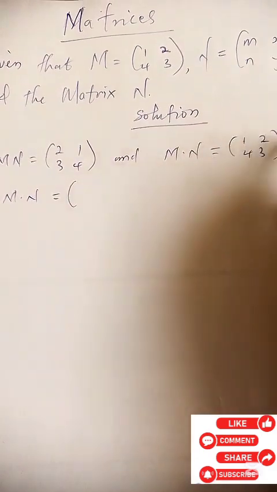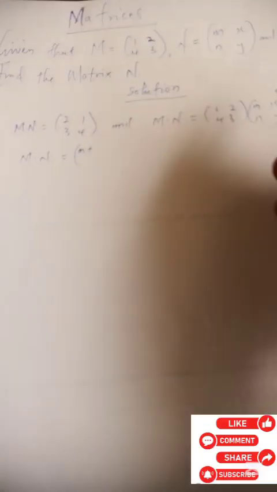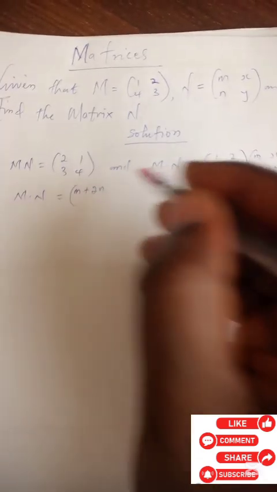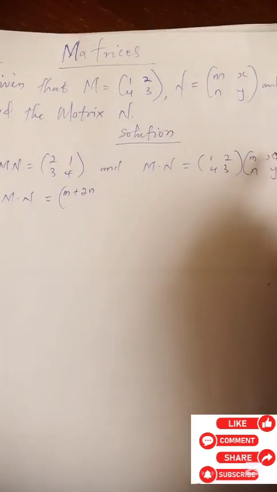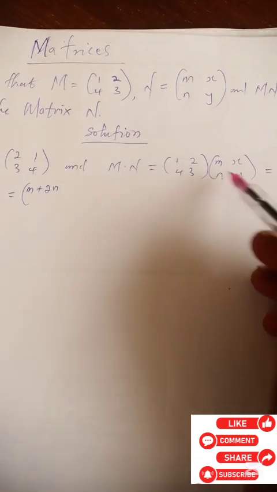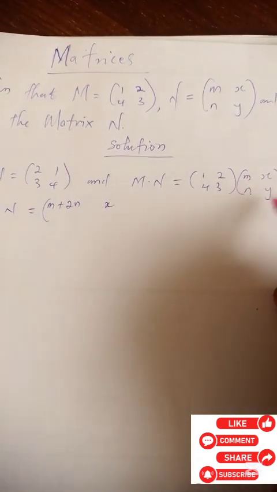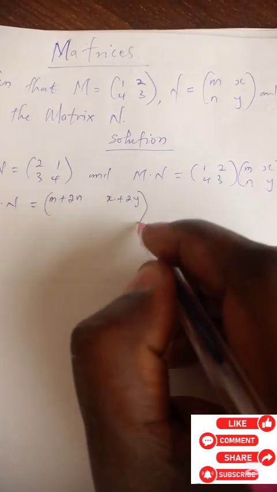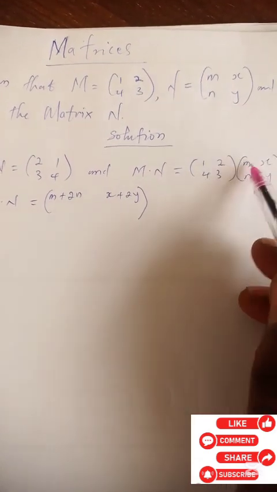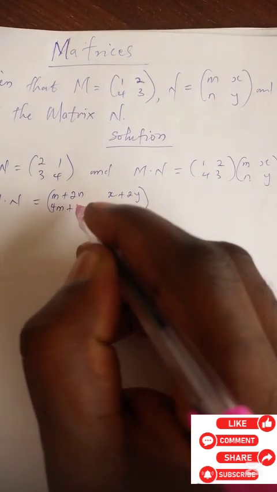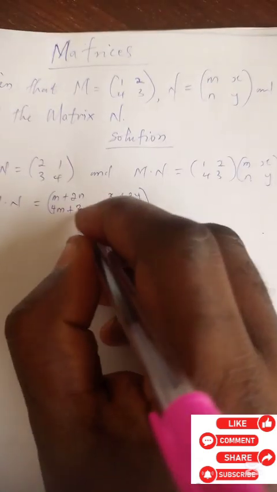Therefore our MN is equal to 1 times m plus 2 times n. So that will give us 1 times m is m, plus 2 times n will give you 2n. So that gives me the left hand side. Let me go to the right hand side, which has to do with x and y multiplied by 1 and 2. So 1 times x will give me x, and then 2 times y will give me 2y. Let me go to 4 and 3 now. 4 times m will give me 4m plus 3 times n gives me 3n.